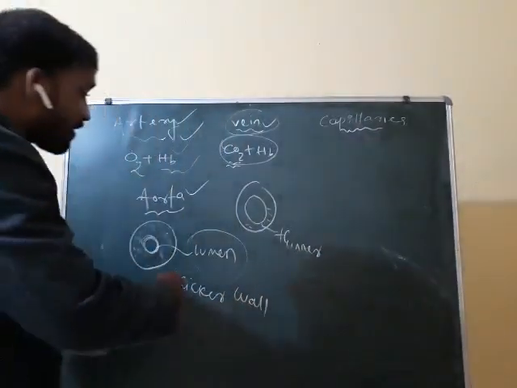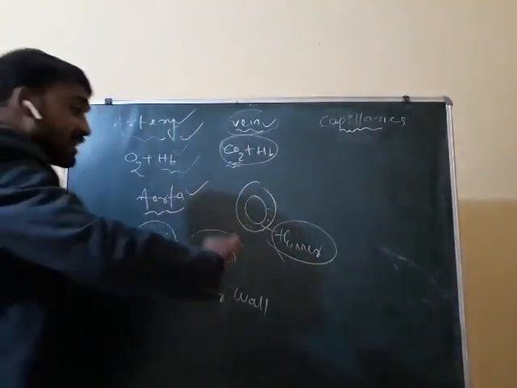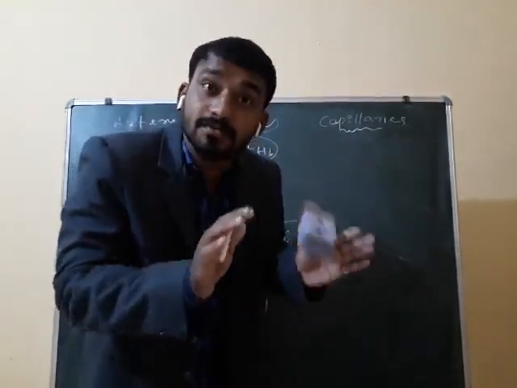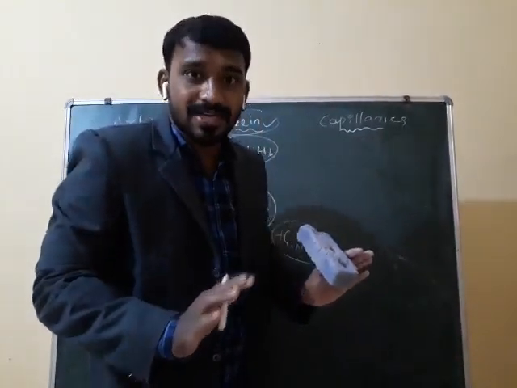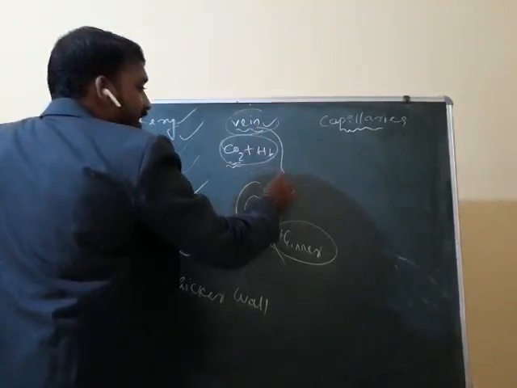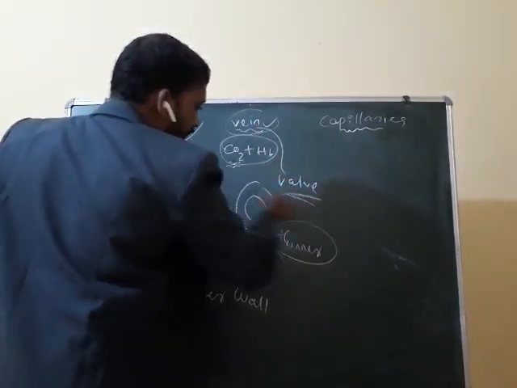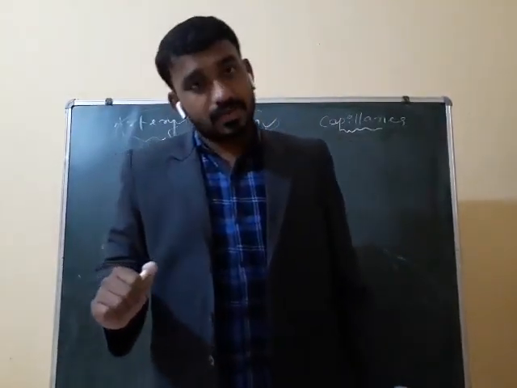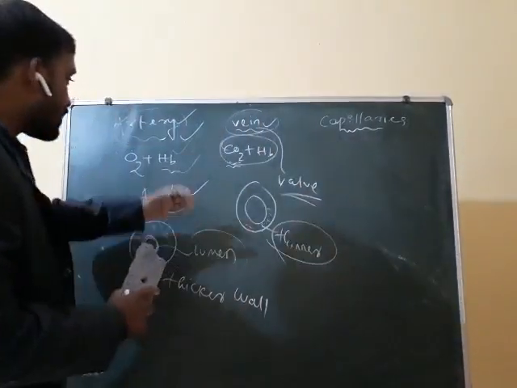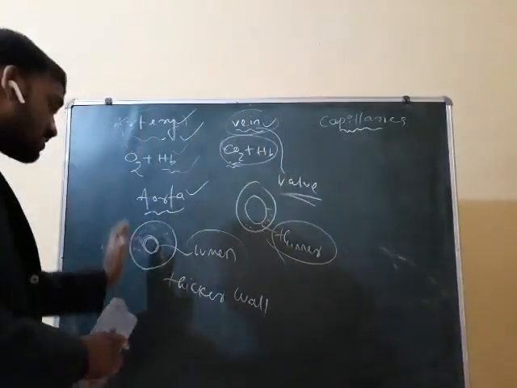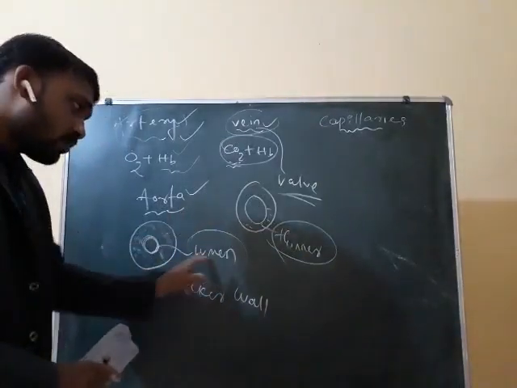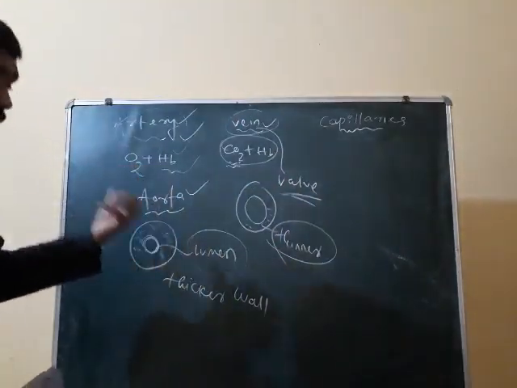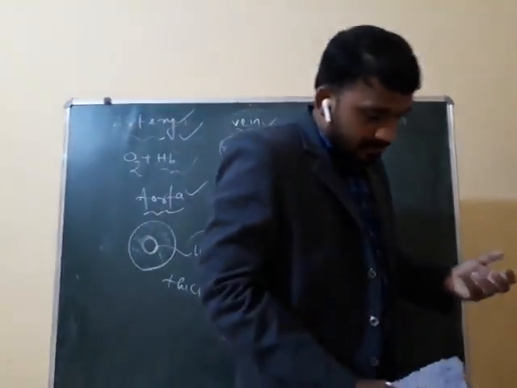My dear students, the wall of the vein is thinner, and here pumping is not there. Nothing is there to pump the blood for forward movement. That's why veins have valves, whereas in artery valves are not there. Understood? So many things I told from here. One is oxygenated blood, deoxygenated blood, thick wall, thin wall. Lumen is narrow here, wider lumen there. In vein valve is present, in artery valve is absent. Understood or not?